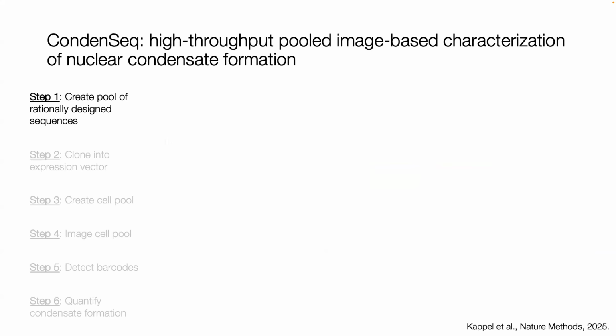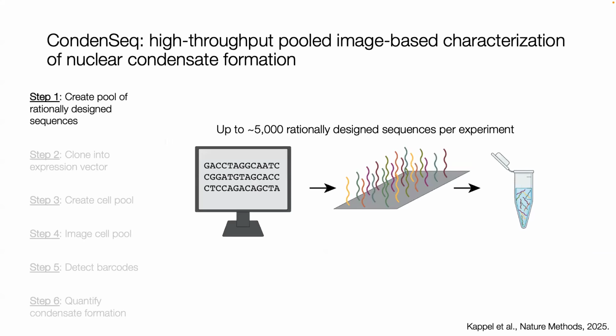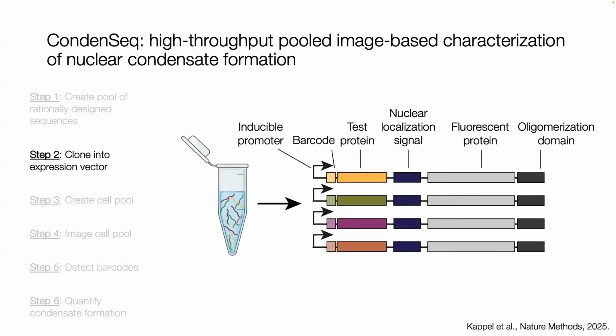The first step is to create a library of sequences. We can test up to about 5,000 designed sequences in an experiment. We design DNA sequences that encode the proteins that we want to test, and we have them synthesized in a pooled format. So we end up with a single tube of DNA that encodes all of the proteins that we're interested in.